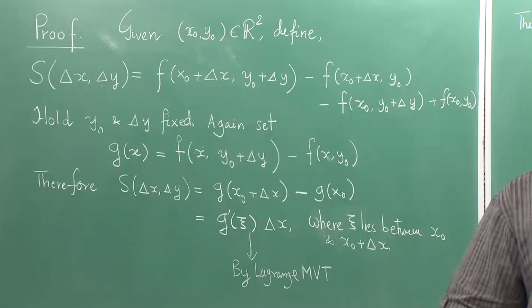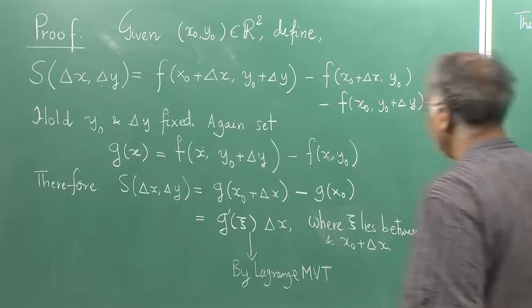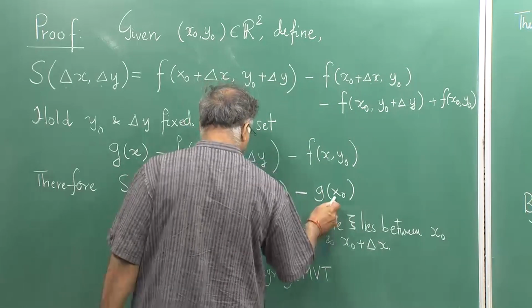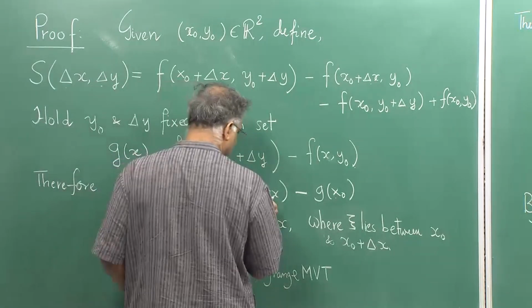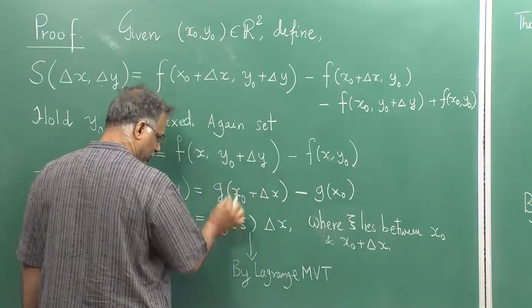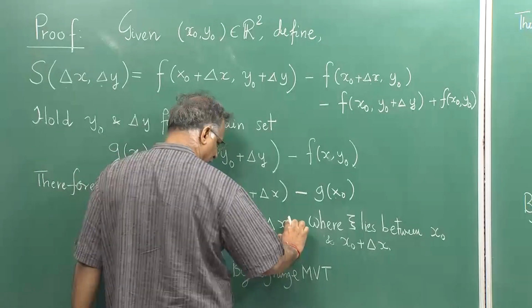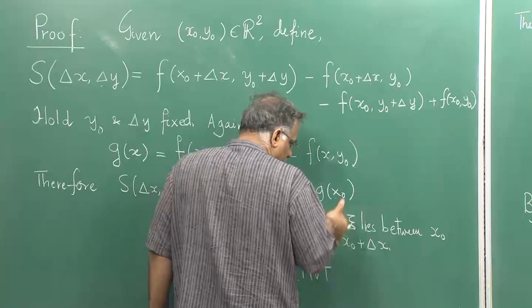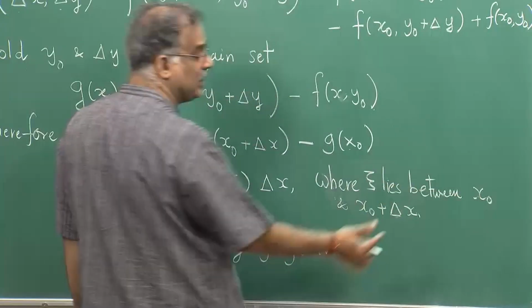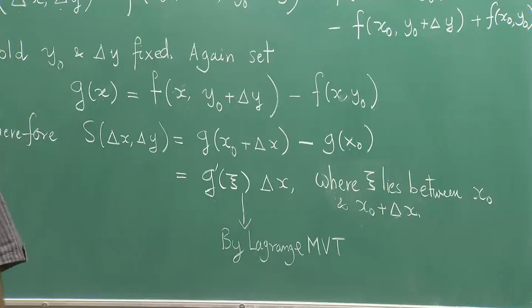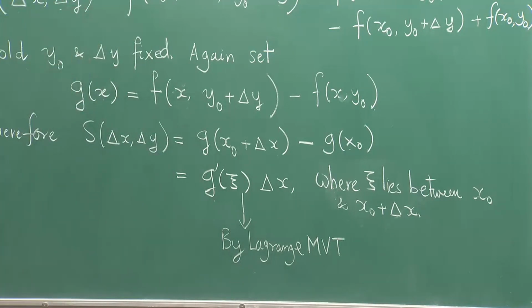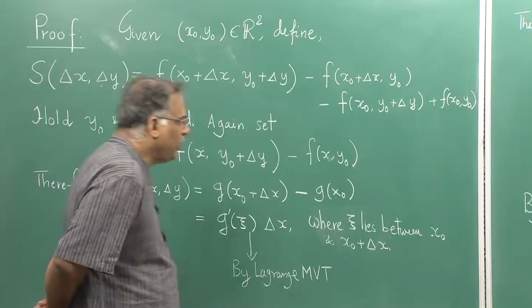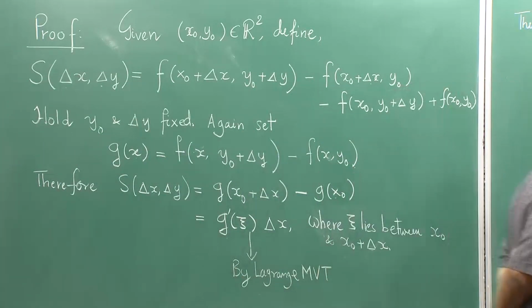So, they will be fixed, you do not change them. If you do so, then here I can apply the Lagrange mean value theorem, which will say that the difference between this and this is nothing but g dash of some xi into delta x, where xi is a number lying between x naught and x naught plus del x. This is exactly what Lagrange mean value theorem says. So, here we have applied Lagrange MVT. Please take a careful note of this.